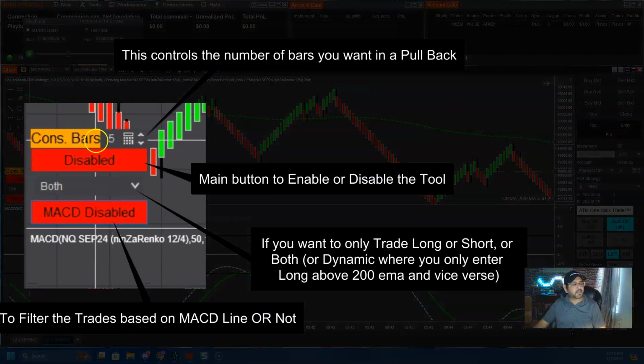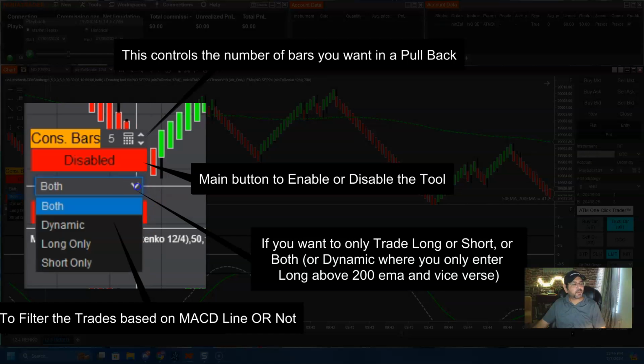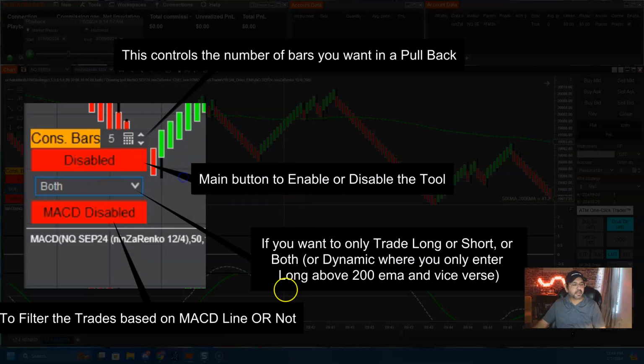So this defines the number of bars, right? This is if you want to use long, short. Dynamic means that you are adding the 200 EMA filter, right? So it will only take long trades above the 200 and short trades only below the 200 EMA if you have the dynamic. Both ways, long only, short only is pretty self-explanatory.